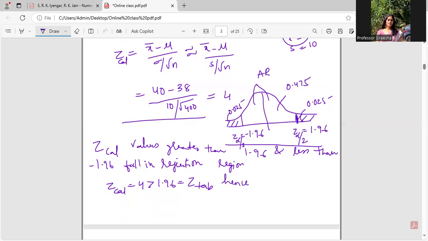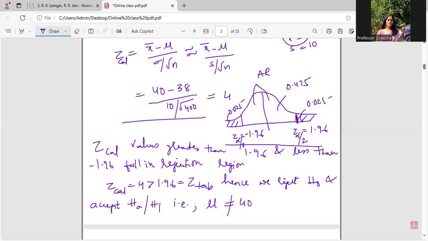Z cal is greater than Z tab. Hence, falling in rejection region, we reject H naught. You should not leave it just like that; you should say accept HA, or alternate hypothesis, H1 or HA. What should you write? That is mu is not equal to, what value is being given to me? Mu is not equal to 40.